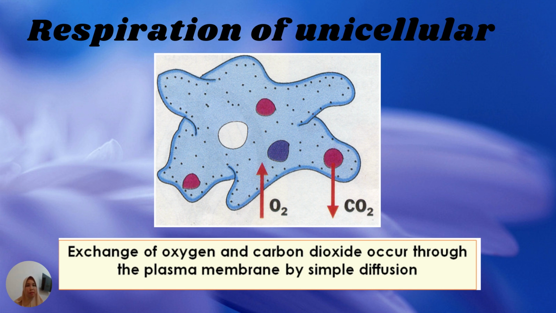Okay, next we go to the living process of respiration in the unicellular organism. Respiration occurs in the unicellular organism by simple diffusion. So the exchange of oxygen and carbon dioxide occurs through the plasma membrane. Because the plasma membrane is semi-permeable, it will allow certain molecules, certain substances to pass through it, including gases such as oxygen and carbon dioxide.